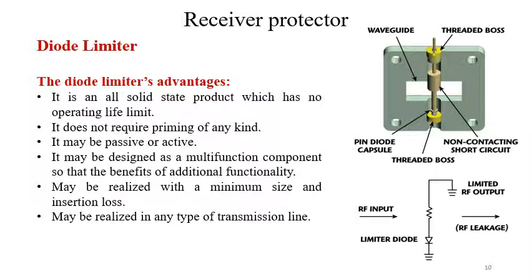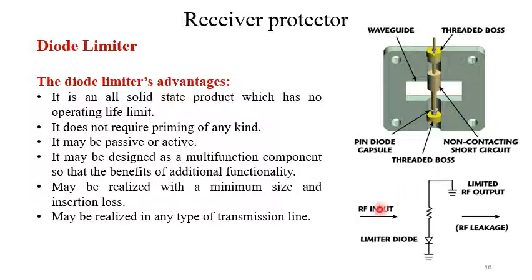So now consider the diode limiter. There are certain advantages of this type of limiter. It is an all solid state product which has no operating life limit. It does not require priming of any kind. It may be passive or active, both are possible. It may be designed as a multifunction component so that the benefits of additional functionality may be realized with a minimum size and insertion loss. It may be realized in any type of transmission line.